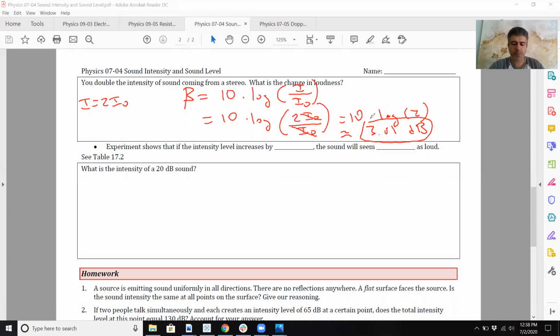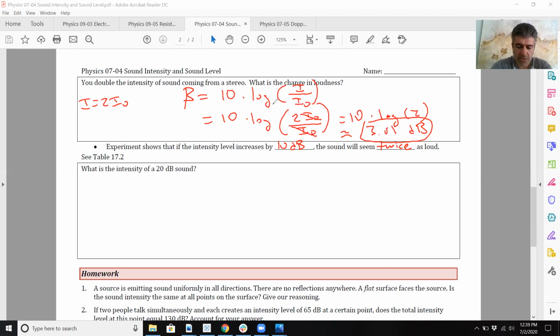Experiments show that if the sound level increases by 10 decibels, the sound will seem twice as loud. So, what's the intensity of 20 decibels? And by the way, if you do increase it by 10 decibels, that would make sense that you're doubling because you're doing log base 10.